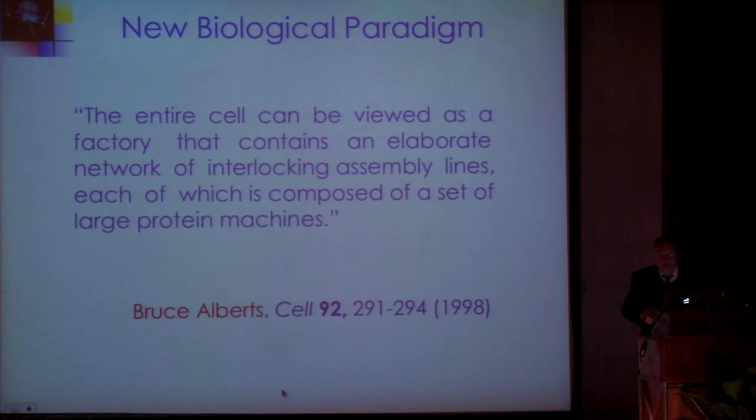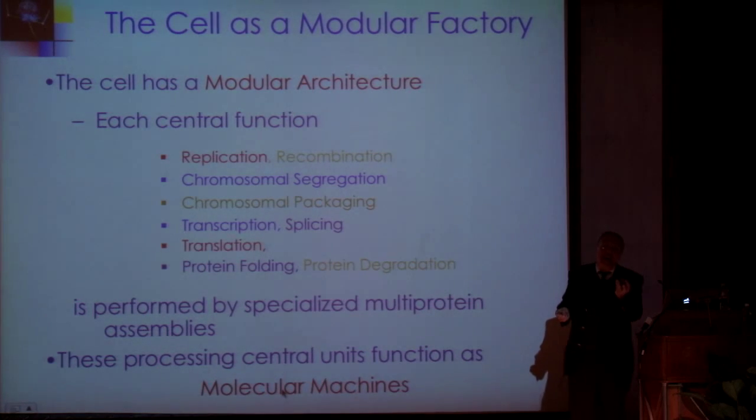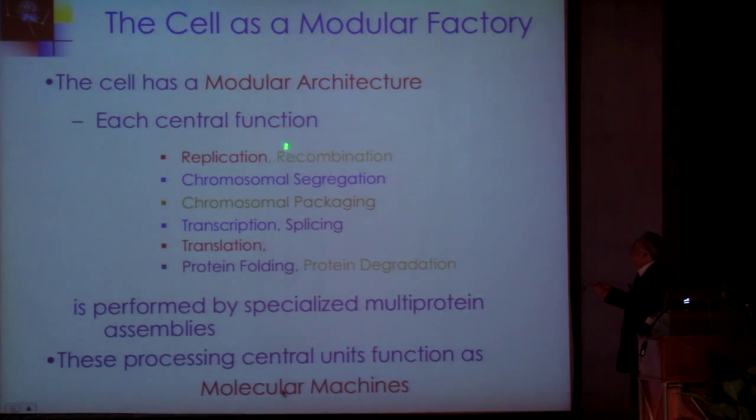Okay? So, in fact, the idea is that the cell has a modular factory. We no longer think of the cell as a little bag of a concentrated solution of nucleic acids and proteins that is undergoing second-order reactions. We now think more of it as this factory made up of these machine units that are responsible for all these functions that you see here, right? Chromosomal segregation, transcription, splicing, translation, protein folding. And these machines, in fact, are ultimately molecular machines.